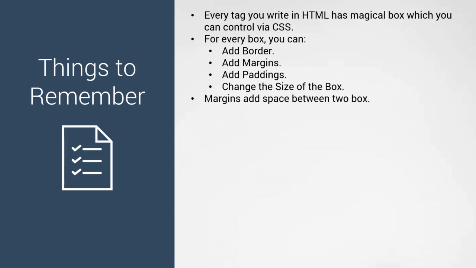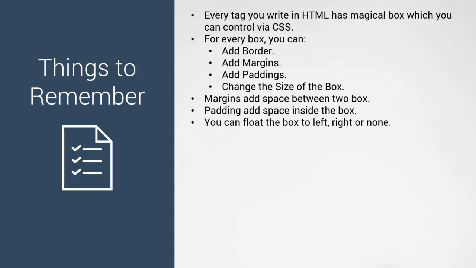Then you can change the size of the box. And when you add margins, you add space between the two boxes. Padding, we have seen, adds space inside the box. You can also float the box left, right, and also you can decide not to float it.